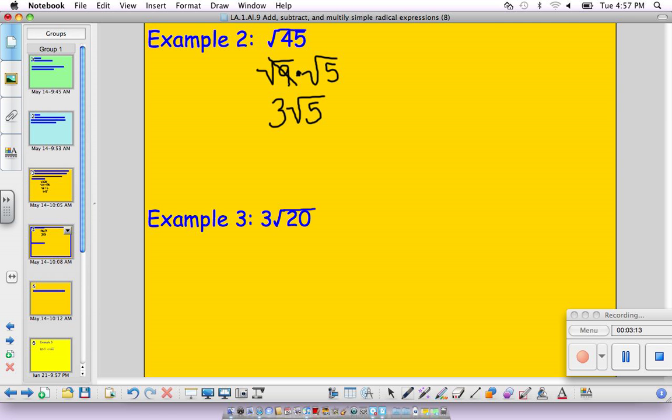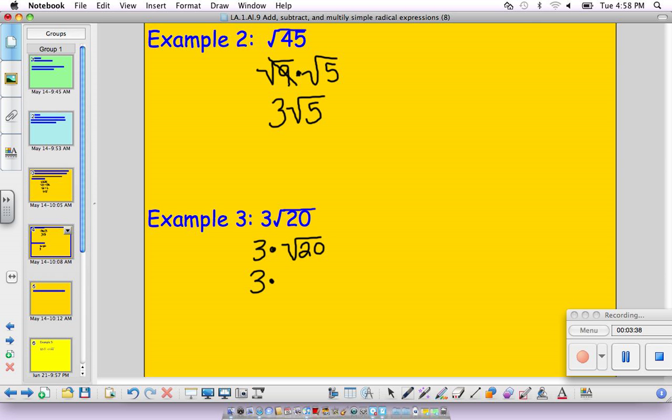Example 3, I have this constant 3 times the square root of 20. Well, I want you to think of this as a math problem. 3 times the square root of 20. That's what that means. It means multiply. 3 doesn't need to have any work done to it, but the number 20 needs to be simplified. The square root of 20 can be simplified.